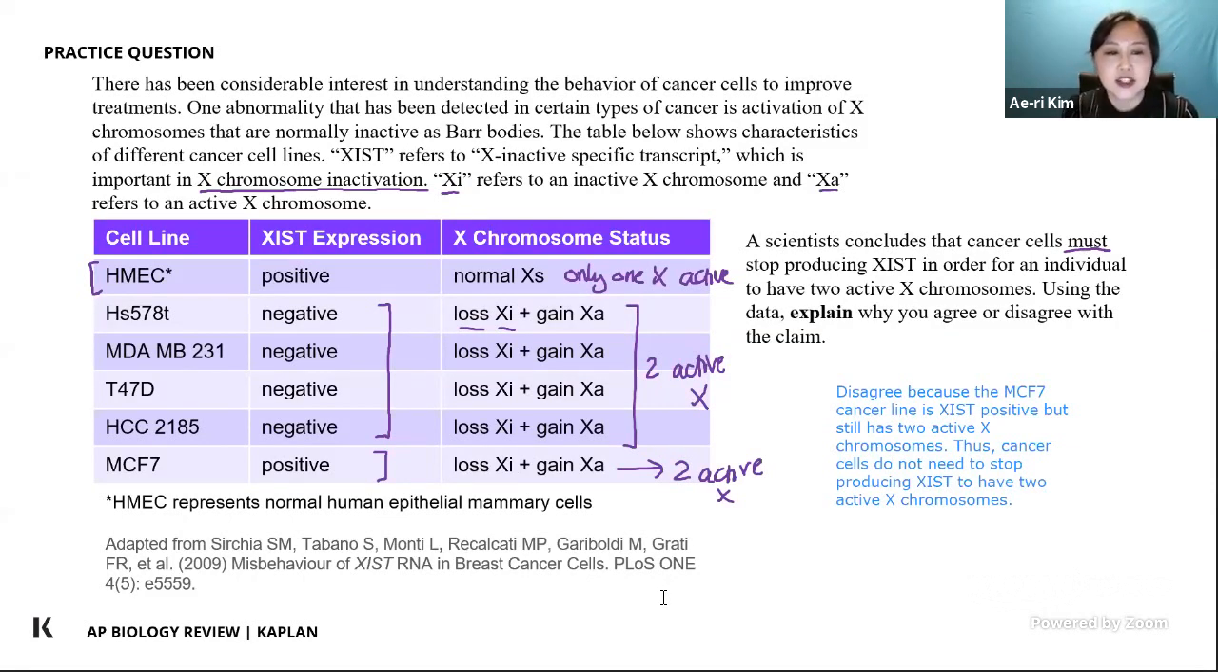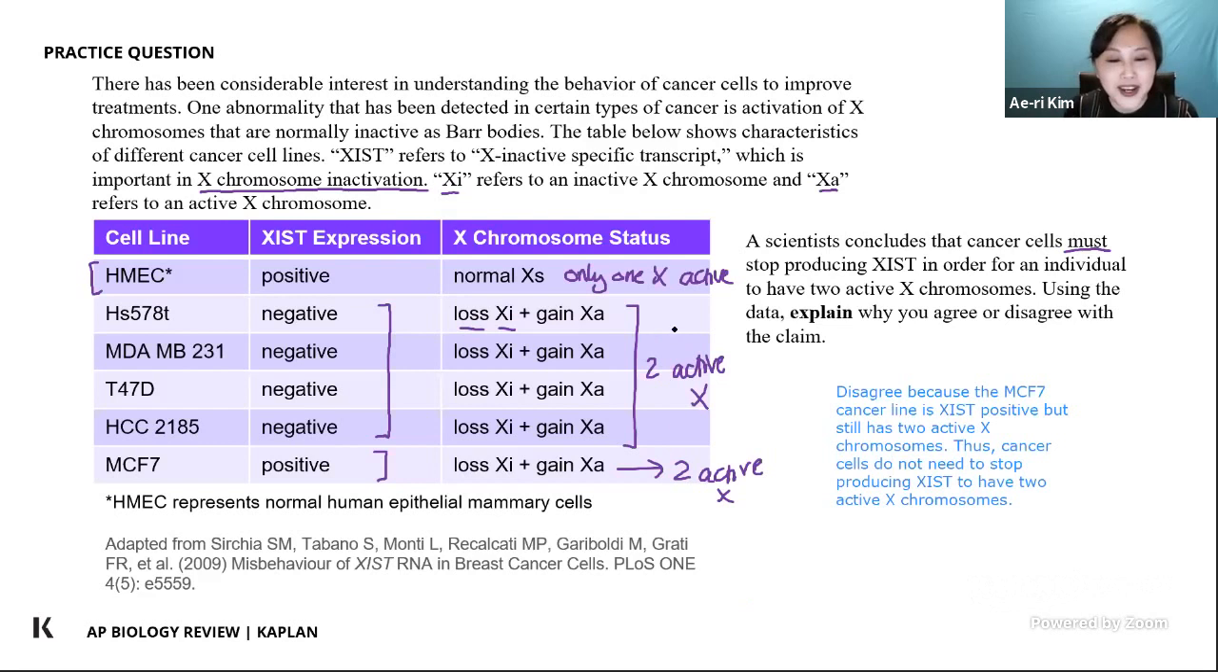The data is telling us with the chromosome status is, don't worry about trying to translate what all of this means. Don't stress about that. I just want you to know that normal X's means there's only one active. If you have a loss of XI and a gain of XA, that means you have two active X chromosomes and you should not have that happen. That's specific with these cancer cell lines, but they're saying that it doesn't always have to do with this XIST expression. That is not the factor that is always causing the two active X chromosomes. Okay, it's not the effect of the two active X chromosomes, Flora.